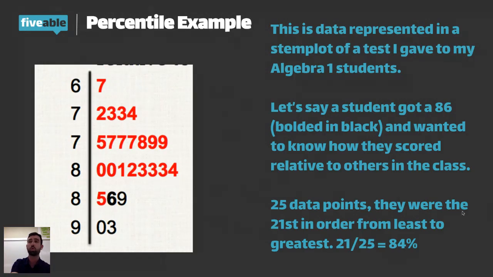So this person scored in the 84th percentile, which again doesn't mean they scored an 84 on the test, because we could see they actually got an 86. What it means is 84% of the data falls below there. Or in this case, 84% of the students scored below what this student scored. Some students get percentile and percentages mixed up, so it's important to keep them straight.